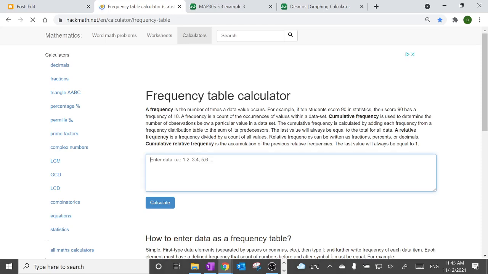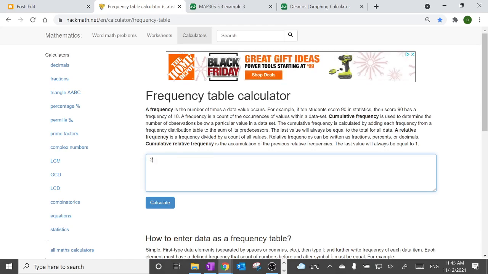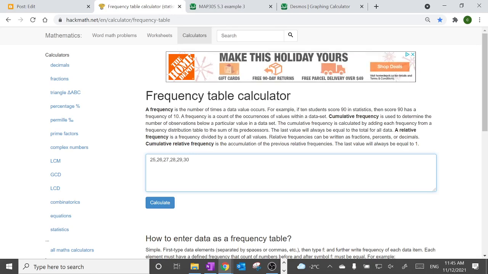And then, okay, so I'm going to enter this. So my data values are 25 to 30. So 25, 26, 27, 28, 29, 30. So there's my data. And remember, the way to do this is you actually now hit enter. And on the next row, you put frequency and a colon. And then that tells the calculator that each of these is the frequency of those data points.